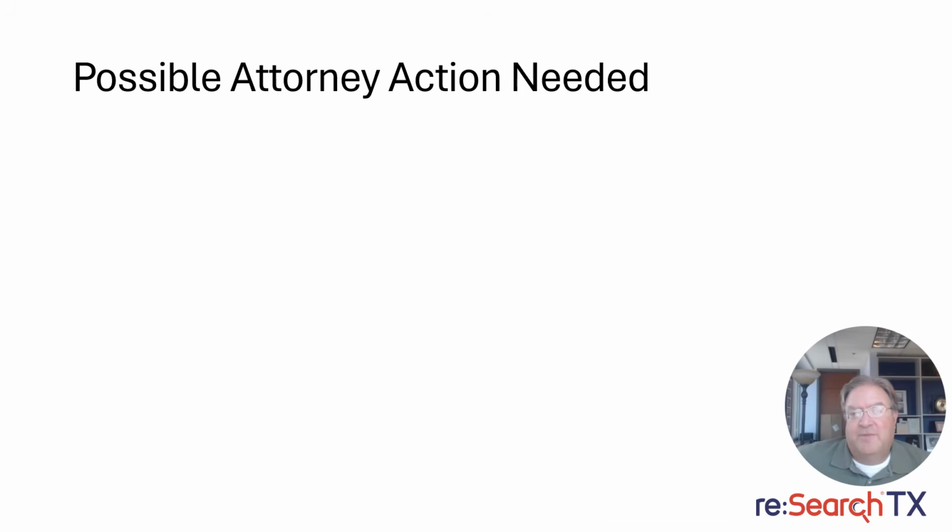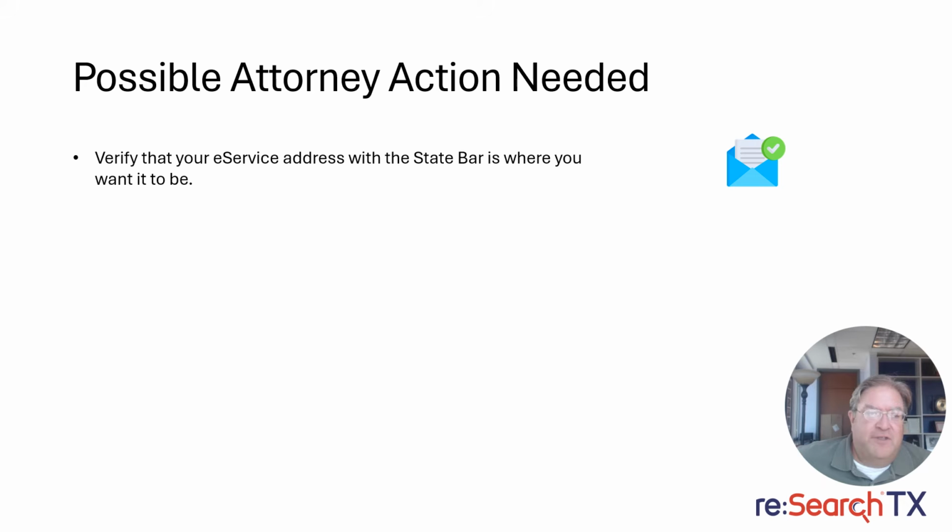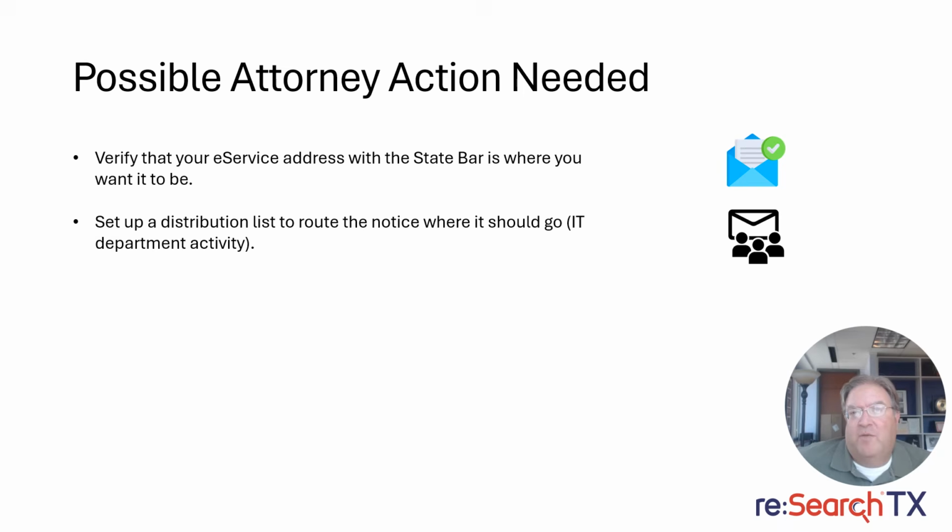So there are some possible attorney actions that will be needed with SearchTX as you prepare for our October 1st date. The first thing is to verify that your e-service address with the state bar is where you want it to be. And what this may entail is that you may want to work with your firm's IT department to perhaps set up a distribution list. What this will allow you to do is to take your e-service address and change that to a distribution list so that not only would you get that email, but perhaps your paralegals or other attorneys in the firm may want to get those notices as well.